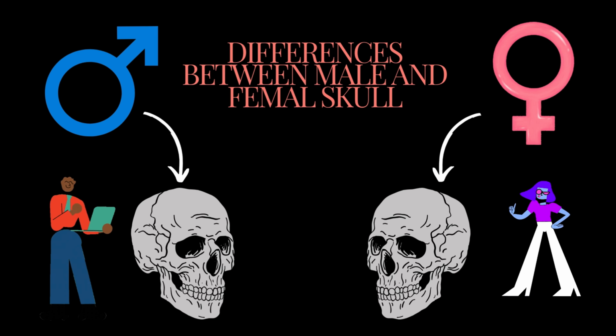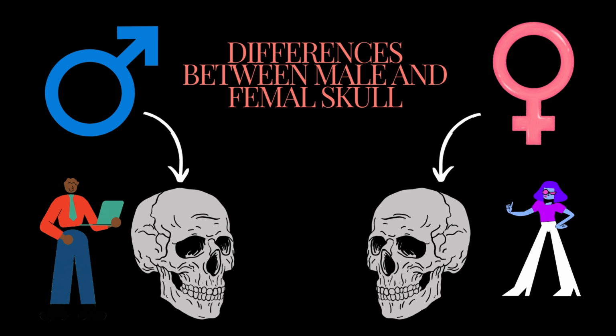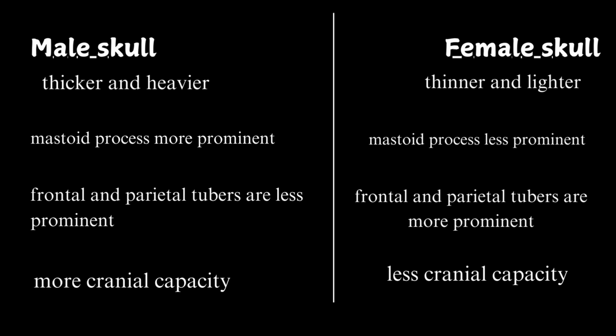Let's now talk about the differences between the male and female skull. The male skull is thicker and heavier, compared to the female skull, which is thinner and lighter. The mastoid process of the male skull is more prominent than the female skull, while the frontal and parietal tubers are less prominent in the male skull but more prominent in the female skull. The male skull has more cranial capacity, while the female skull has less.